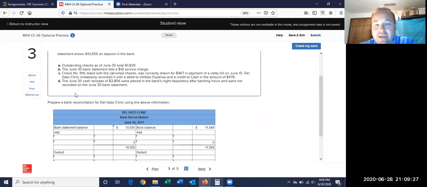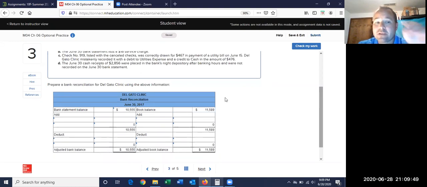So these are the 4 things that showed up when we compared to the bank statement. The first thing it says was there was an outstanding check for $1,829. So if we think back to the lecture example, outstanding checks are something that I know about as the company, but we want to pretend that the bank knows about it. So if we're going to pretend that the bank knows about it, we're going to adjust the bank side.